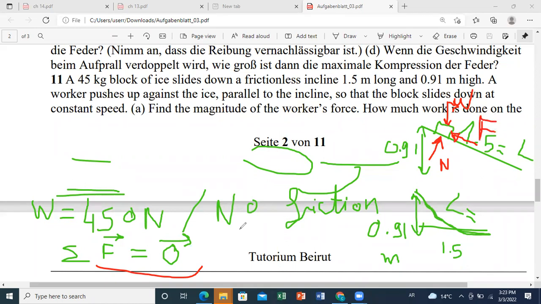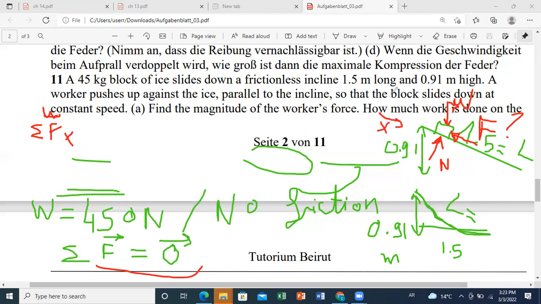Now, according to the given, the velocity is constant. So we will apply to get what is F the Newton law, the first law of Newton, which is sum of forces equals to 0. We'll write first that sum of forces equals to 0 along x and y. So we'll decompose first along x, which is the incline. So this is our x direction.